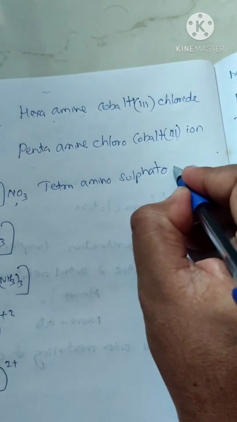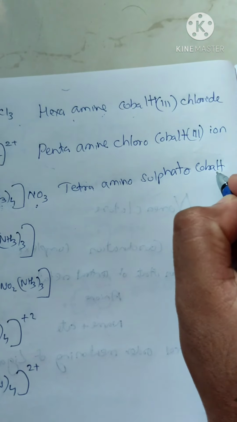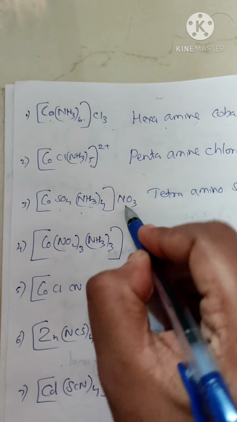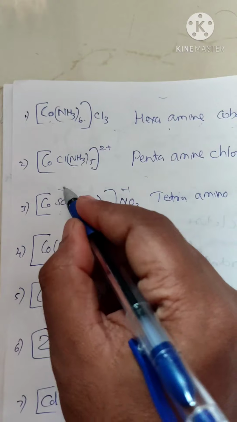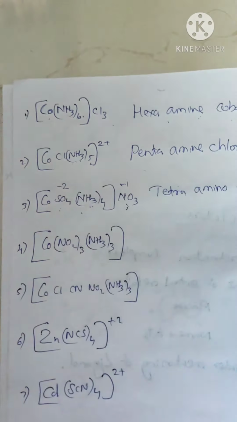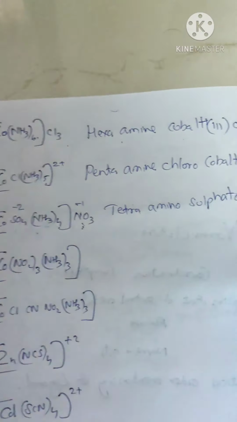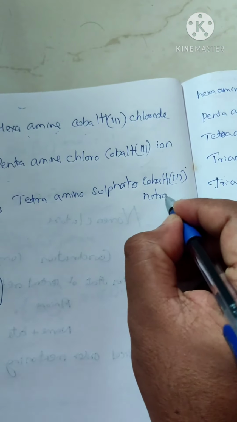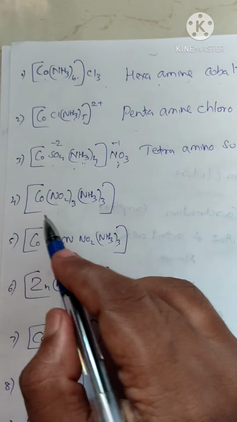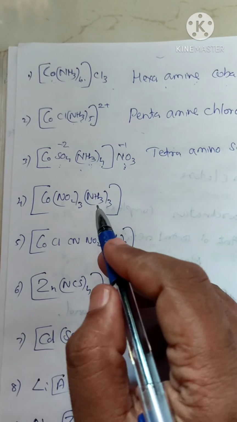then cobalt. So in this case, for the oxidation state of cobalt, we know NO3 has -1 oxidation state, then SO4 has -2 oxidation state. The oxidation state of cobalt will be +3. So cobalt(III), and that anion is nitrate. So nitrate.